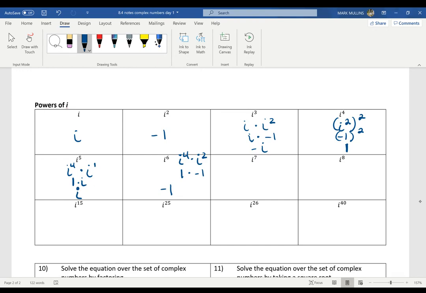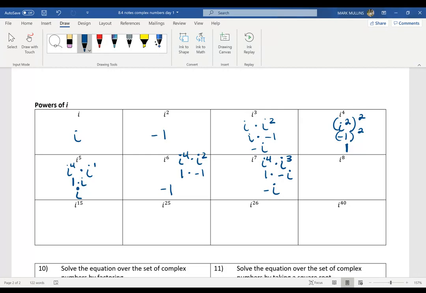i to the seventh is i to the fourth times i cubed. And i to the fourth is just 1, and i cubed is negative i. So i to the seventh again will just be negative i. So I hope you're really seeing a pattern now. We have i and i to the fifth, they're both i. When we look at i squared or i to the sixth, we have a negative 1. i cubed, seventh power, they're both negative i. So I'm going all the way through these answers all over again.